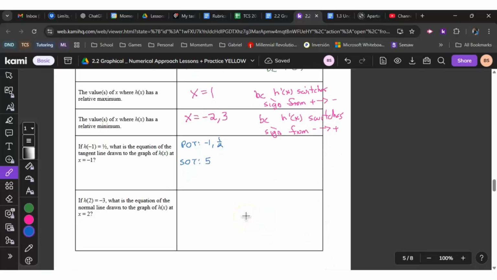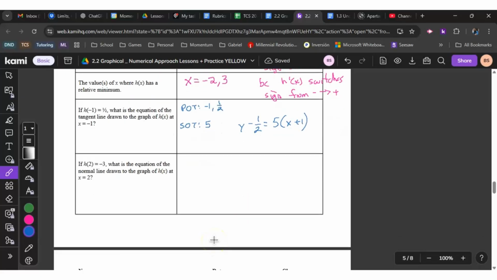Because remember, previously, the way that I would have broken that rule is I found the POT by looking at the graph, right? And then I had to get the slope. Or this time, I can get the slope from the graph, and I need to be given the POT. So that means that this is going to be the equation of the tangent line. Good. Okay. So y minus a half equals 5 times x plus 1. Yep.